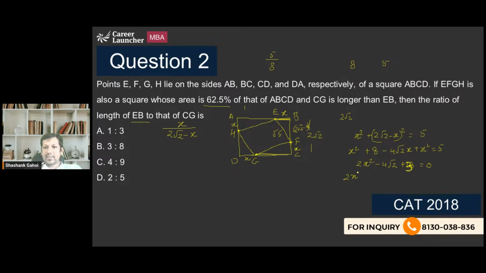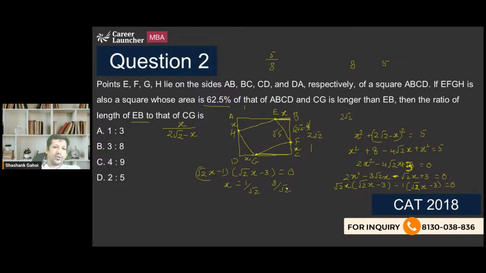So I can factorize this. 2x square minus 3 root 2 x minus root 2 x plus 3, and that's equal to 0. So root 2x is common. Then I'm going to get root 2x (root 2x minus 3) minus 1 (root 2x minus 3) equal to 0. So from here I am going to get (root 2x minus 1) into (root 2x minus 3), and that is equal to 0. So I am going to get two values of x, 1 upon root 2. Second is 3 upon root 2.